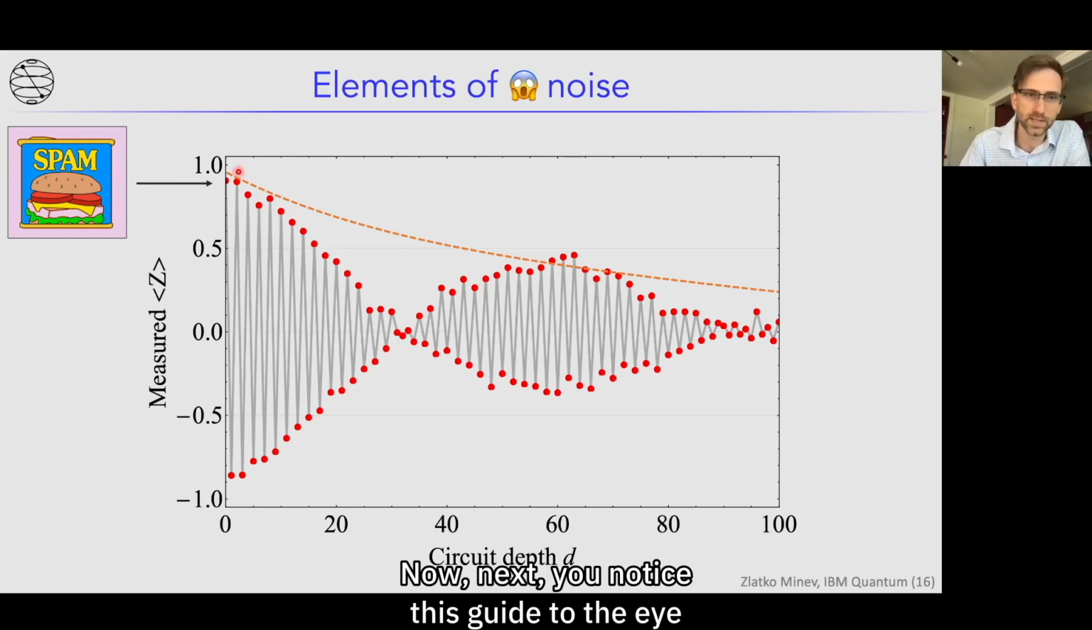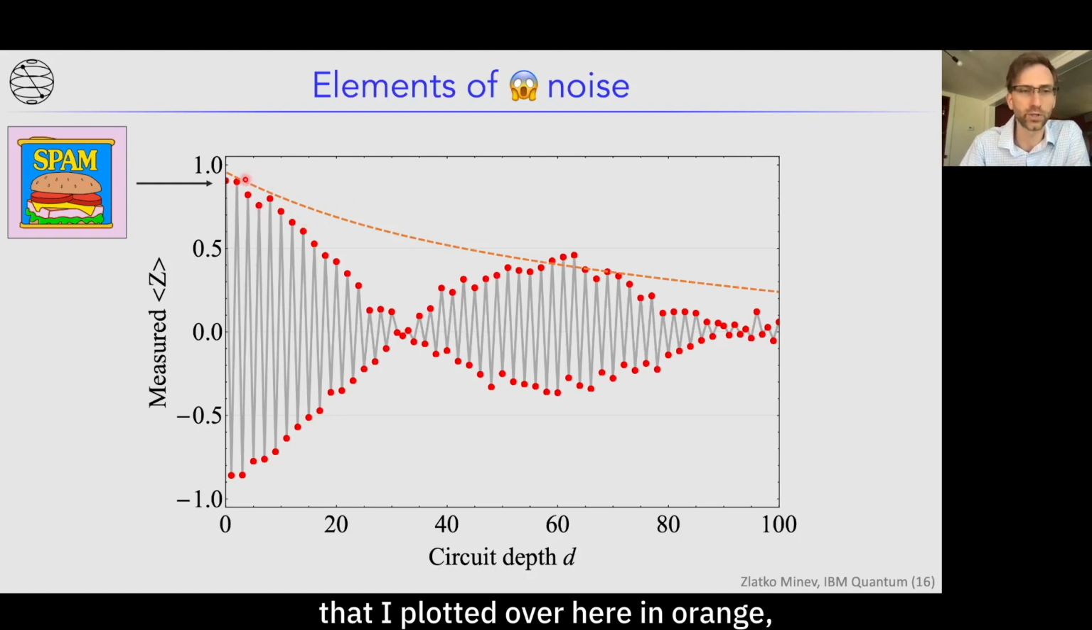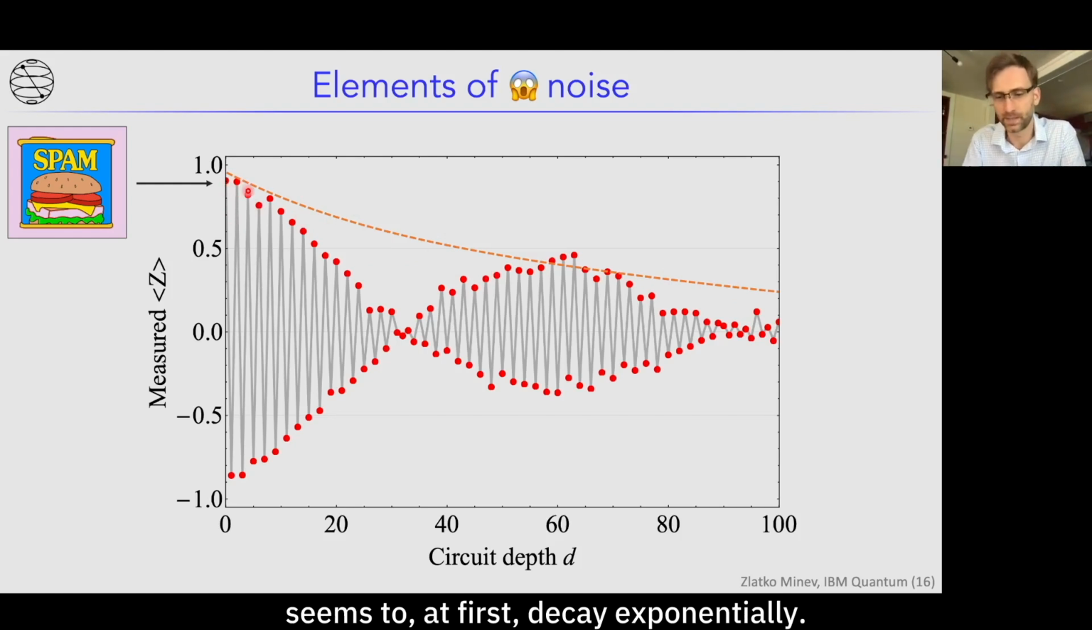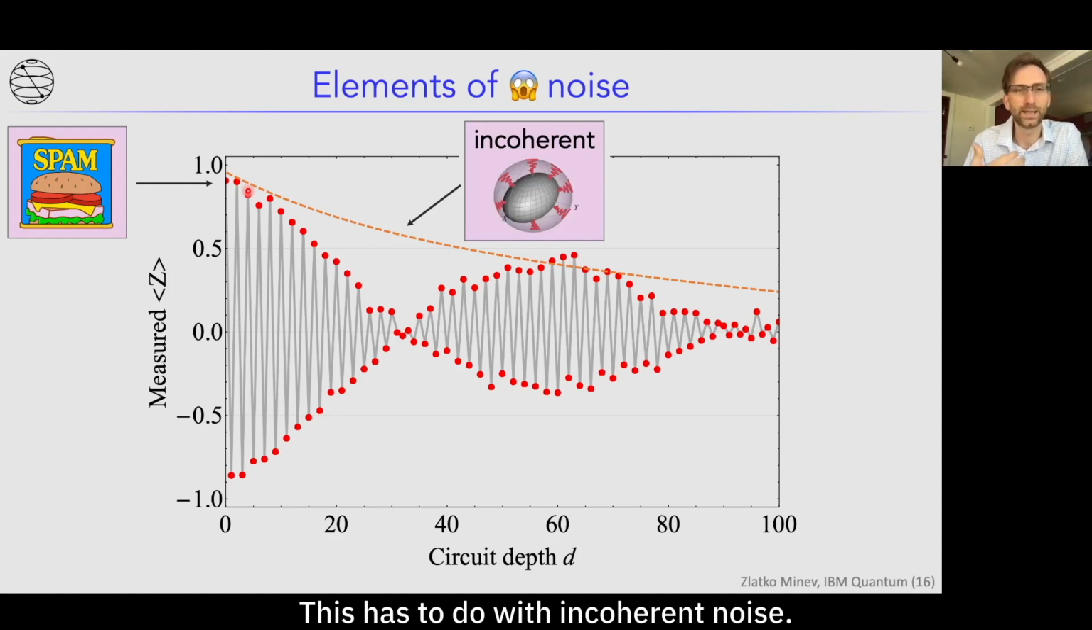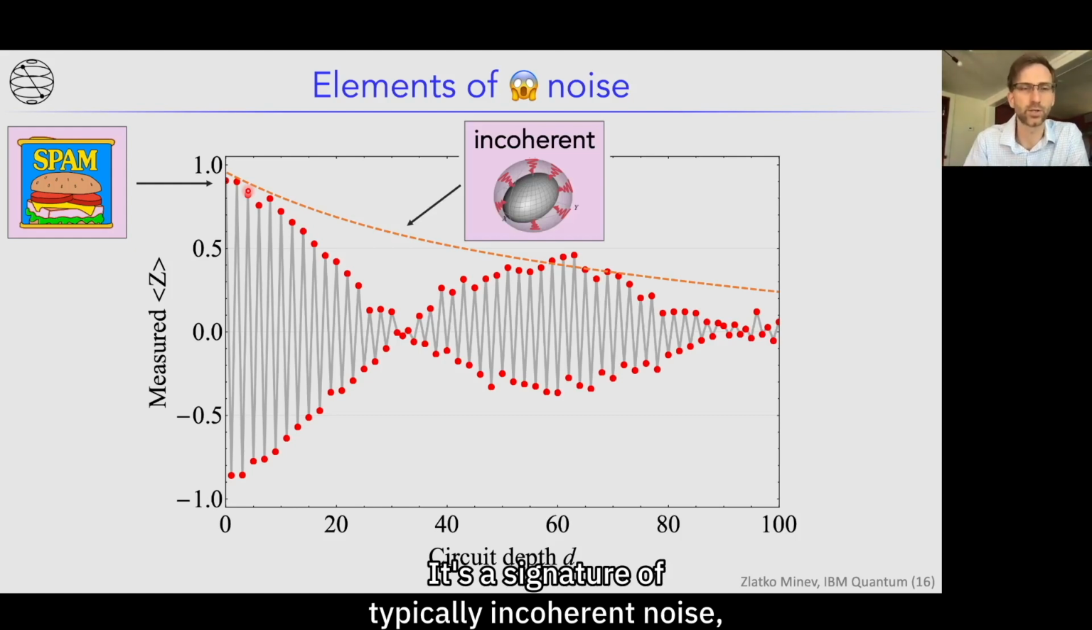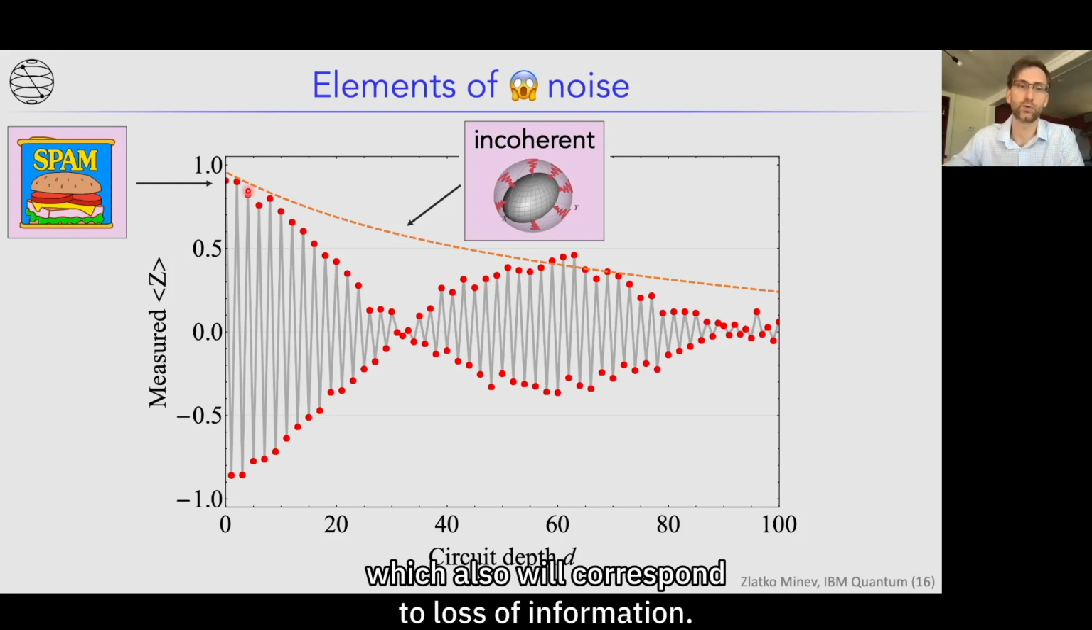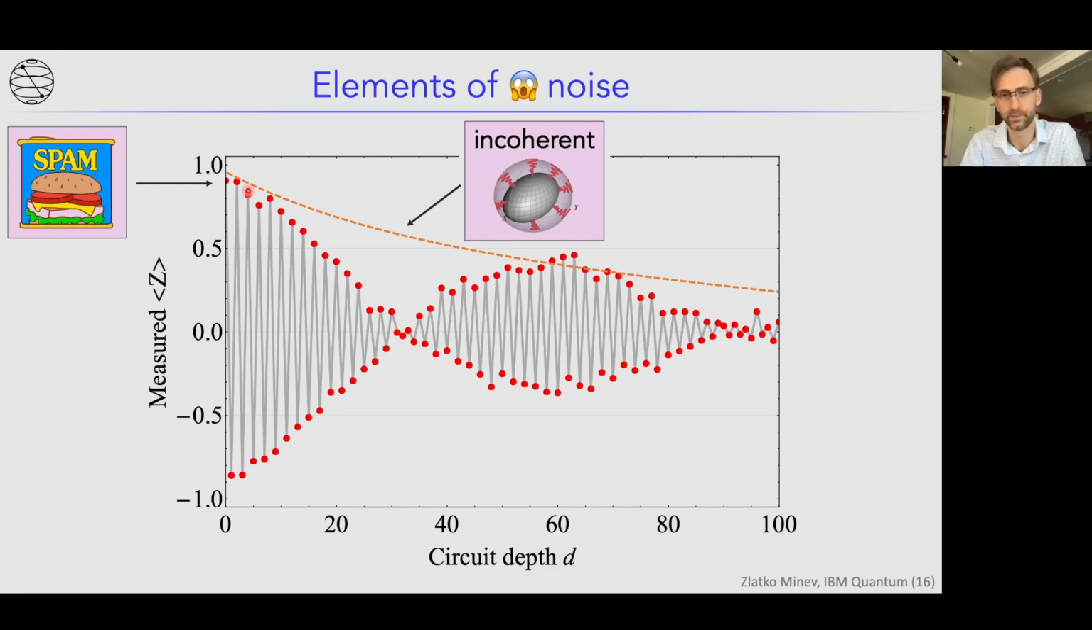Now, next, you notice this guide to the eye that I plotted over here in orange, this dashed exponentially decaying curve. It shows you that the data seems to at first decay exponentially. This has to do with incoherent noise. It's a signature of typically incoherent noise, which is in this case resulting in an energy loss, which also will correspond to loss of information.